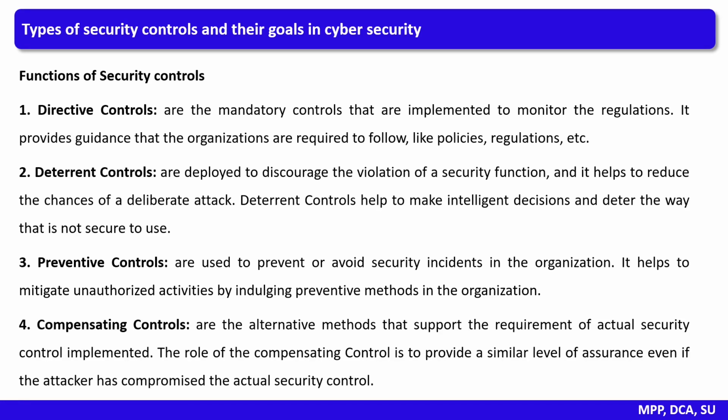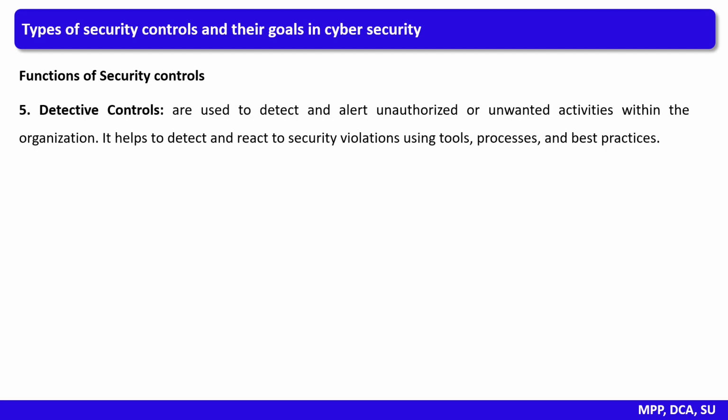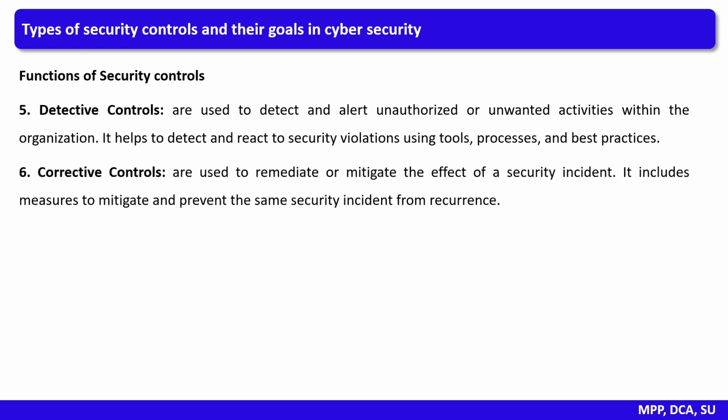Compensating controls. Compensating controls are the alternative methods that support the requirement of actual security control implementation. The role of the compensating control is to provide a similar level of assurance even if the attacker has compromised the actual security control. Moving ahead, let us discuss detective controls. Detective controls are used to detect and alert unauthorized or unwanted activities within the organization. They help to detect and react to security violations using tools, processes, and best practices.